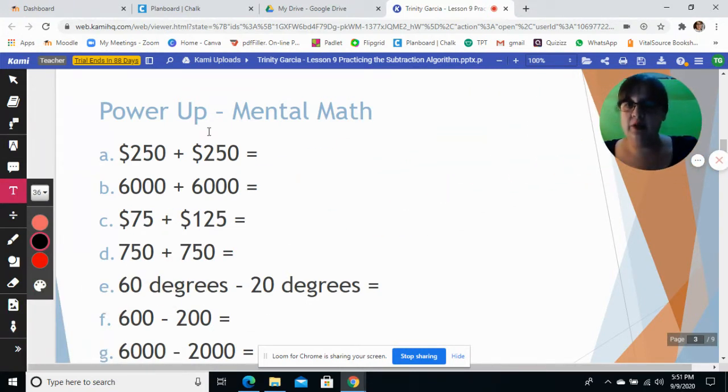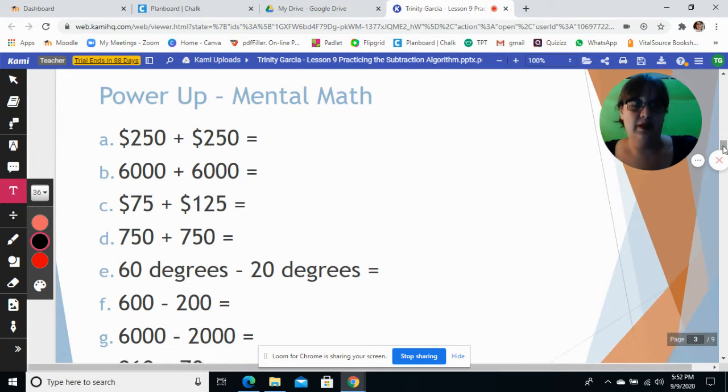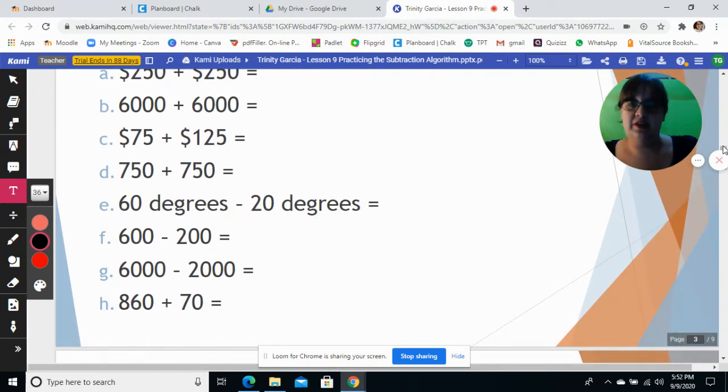All right, so go ahead and jot down these equations on your paper and take a moment and solve them. And then when you're ready, push play. So pause now and then come back and push play. All right. Oh, there's one more down there at the bottom. 860 plus 7.